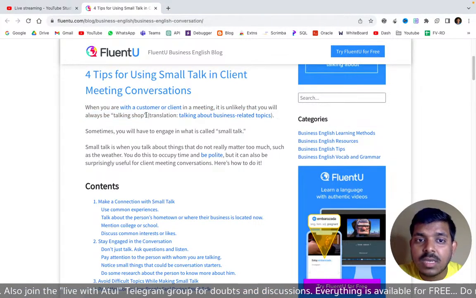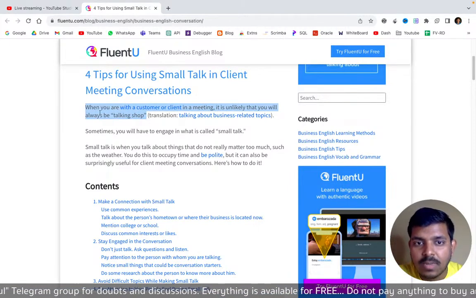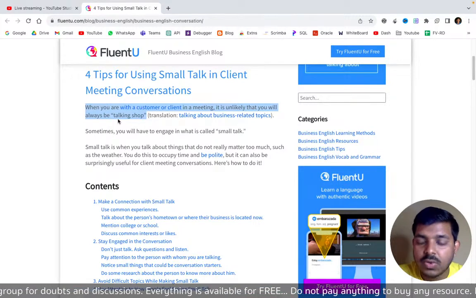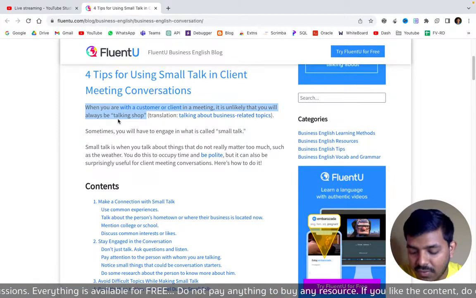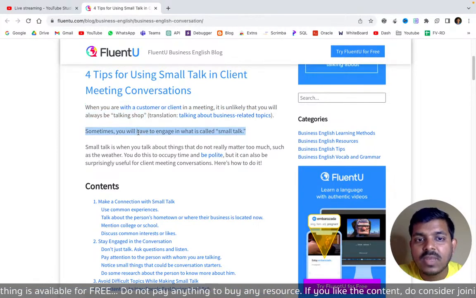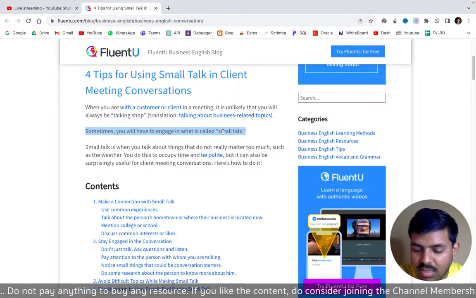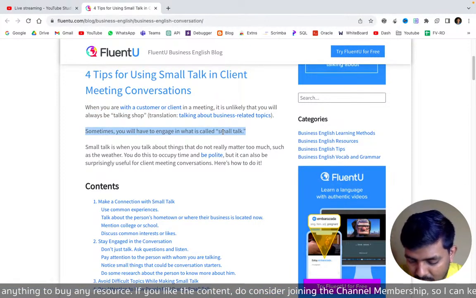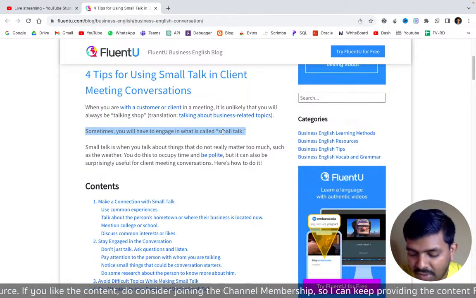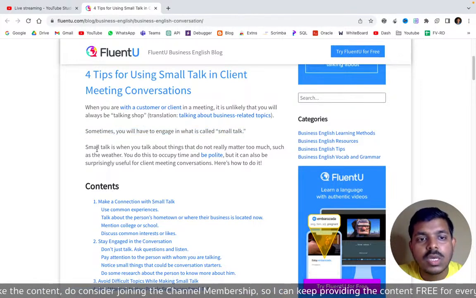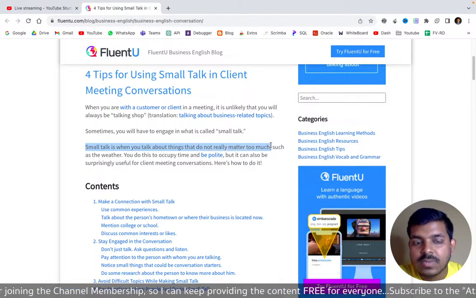Maybe this could be a part of some cultures in which you talk direct to the point, but in most cultures around the world we do not have that kind of scenario. So sometimes you will have to engage in what is called small talk. Basically it is like going through a tunnel to reach the main spot, which is the actual talk for which you have gathered. Small talk is when you talk about things that do not really matter too much, such as the weather.